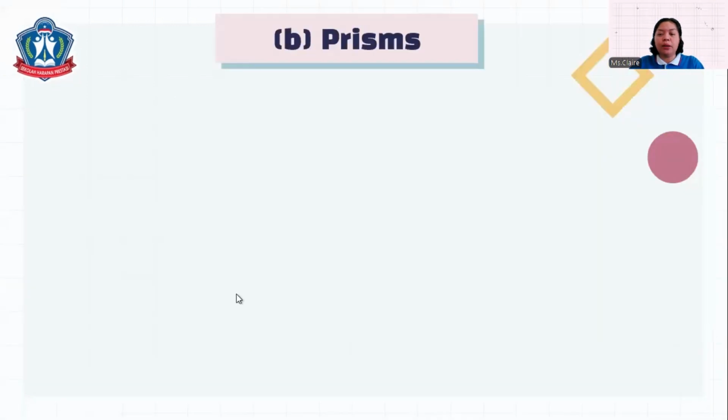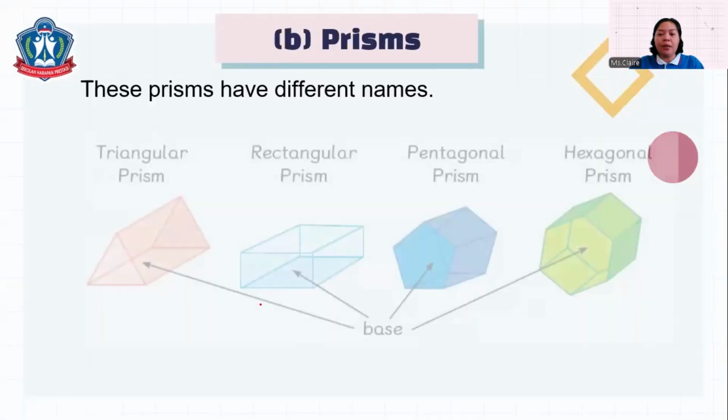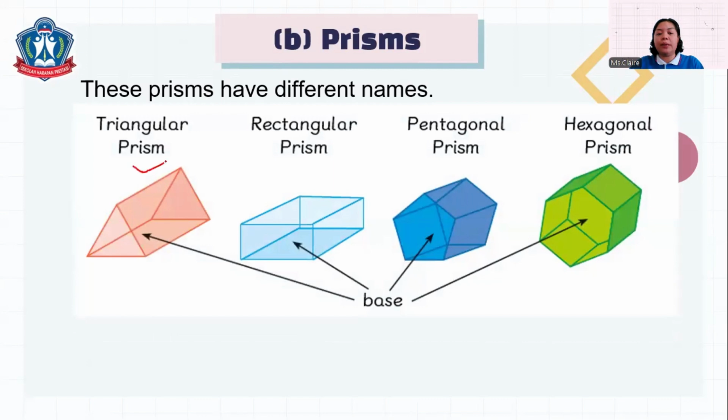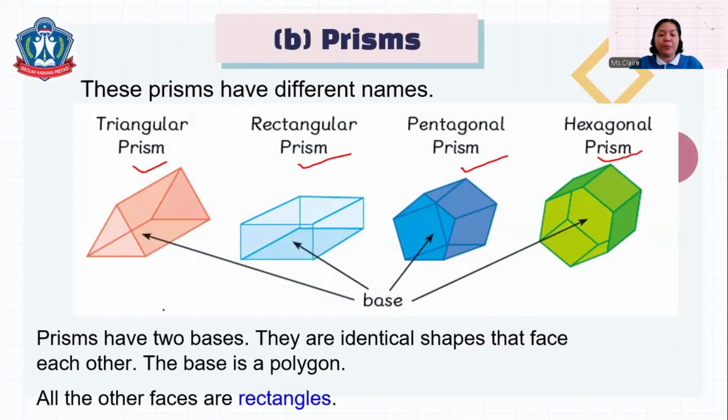Now let's move on to prisms. Are you familiar, children, with prisms? These prisms have different names. We have the triangular prism, rectangular prism, pentagonal prism, and hexagonal prism. Prisms have 2 bases. They are identical shapes that face each other. The base is a polygon, and all the other faces are rectangles.